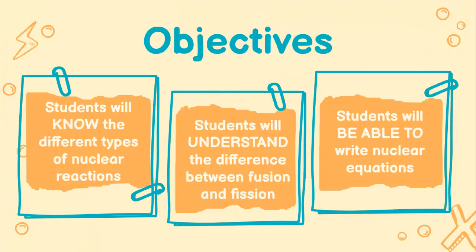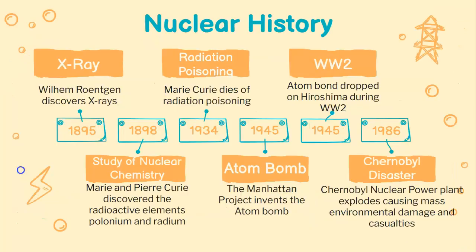Today we'll be going over three things: the different types of nuclear reactions, the difference between fusion and fission reactions, and how to write nuclear equations. But first, let's learn a little bit about nuclear history.